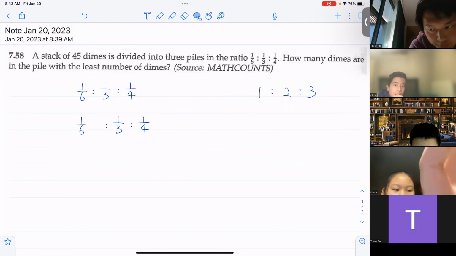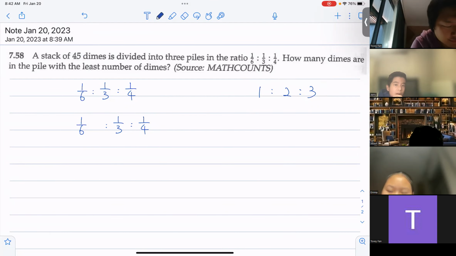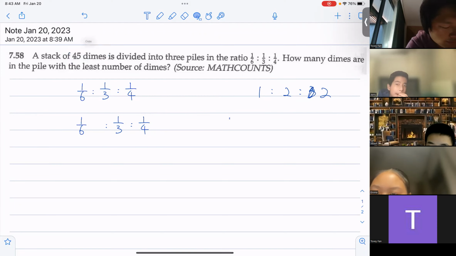Here it's not divisible because I'm just giving random numbers, right? Say that is 1, 2, 2. Then we add them up. That's 5 parts, you could say, right? One part in the first pile, two parts in the second and third pile. So in total, you would have 5 parts, right? And then when you divide 45 by 5, you will see that one part is 9. And that means you have 9 coins here, 18 coins here, 18 coins here. Okay, Jerry, Emma, do you guys remember this?